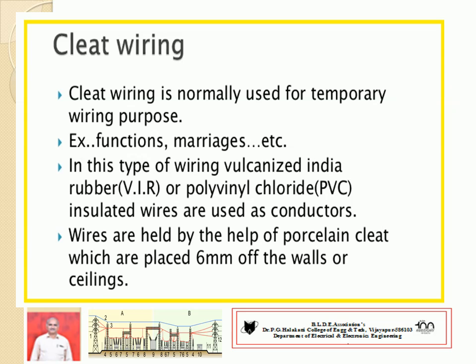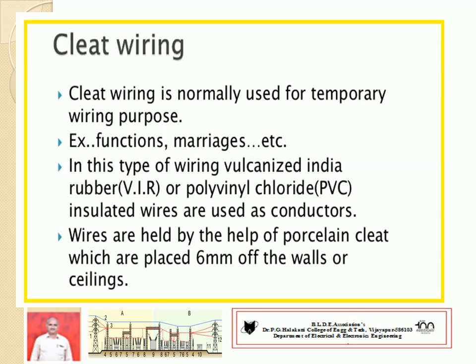Cleat wiring is normally used for temporary wiring purposes. This is the first type of wiring system used for distribution of electricity. The temporary functions may be some marriages or some election time functions.